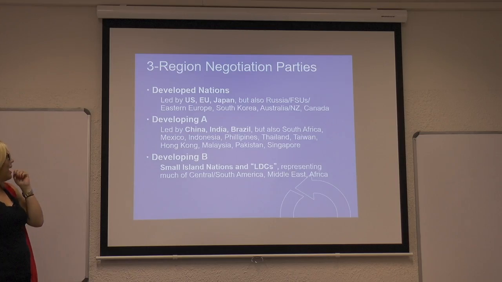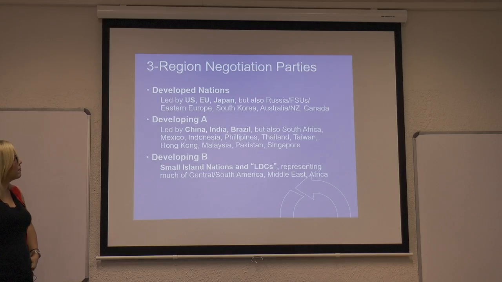Developing A, which is Dylan and Tessie, led by China, India, Brazil, South Africa, Mexico, Indonesia, Philippines, East Asian countries, Thailand, Taiwan, Hong Kong, Malaysia, Pakistan, and Singapore. So we can see in this group, we have developing nations, so traditionally developing nations, but quite emerging economies. Okay, quite strong economies as well. The BRICS are all there, except for Russia.